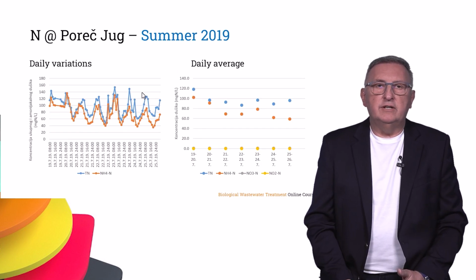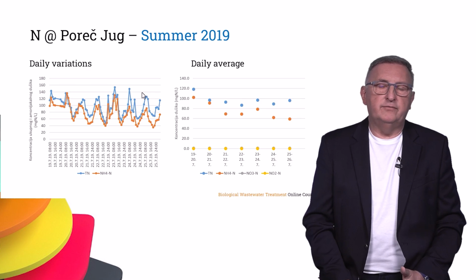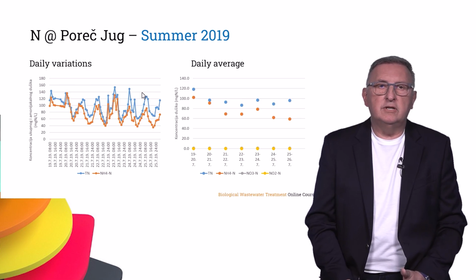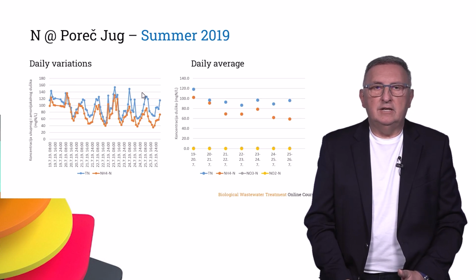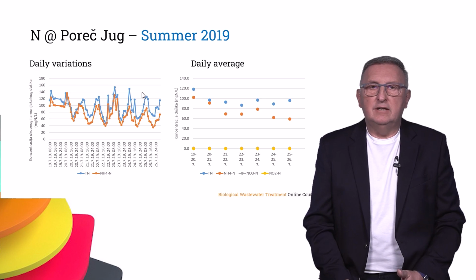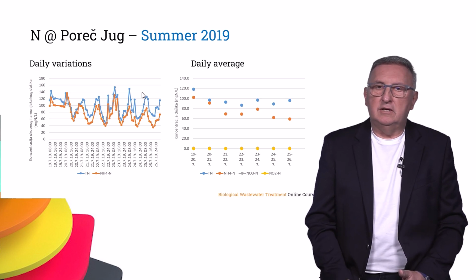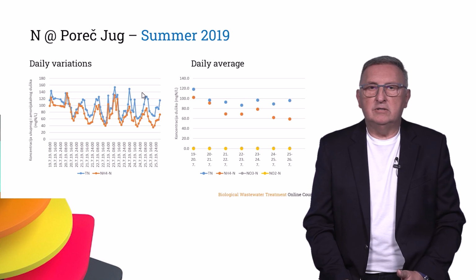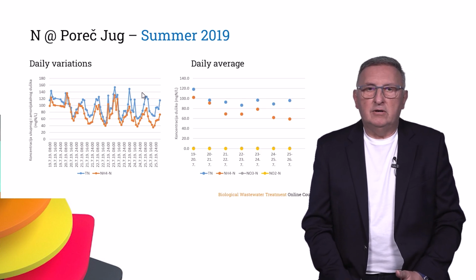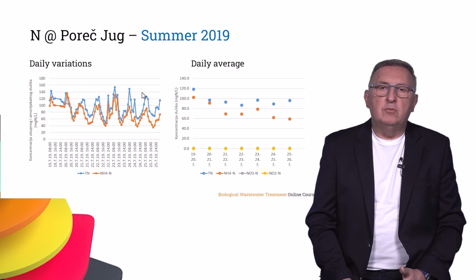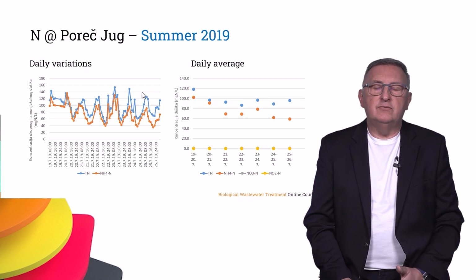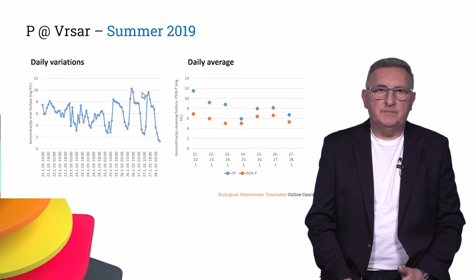Information about nitrogen we have at all 4 wastewater treatment plants, but here I just show from Poreč Jug in the summer 2019 the variation of total nitrogen and ammonia nitrogen, and you can see quite some daily variations. The daily average values show concentrations of total nitrogen of about 100, and ammonia on average between 60 and 80, which again shows a little bit more concentrated sewage than we are used to in combined sewer systems.